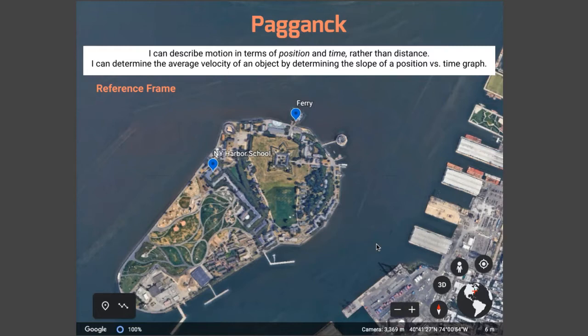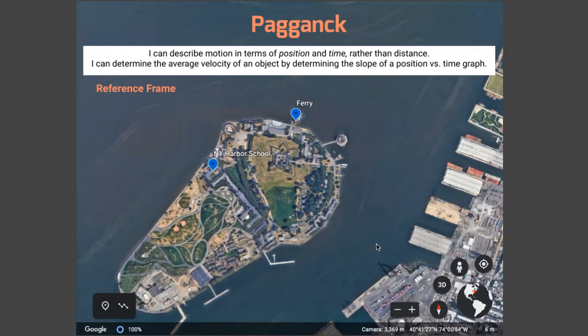Our learning objectives for today are: I can describe motion in terms of position and time rather than distance, and I can determine the average velocity of an object by determining the slope of a position versus time graph. Feel free to pause the video at any point and make sure that you read these objectives really carefully because it's important to know where you're headed and what you're going to learn today.